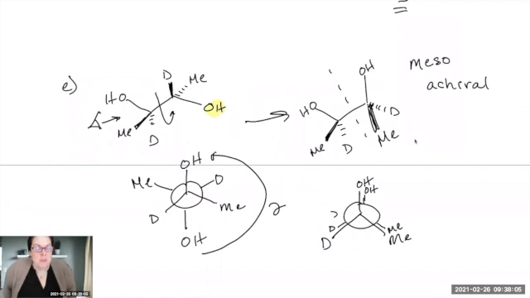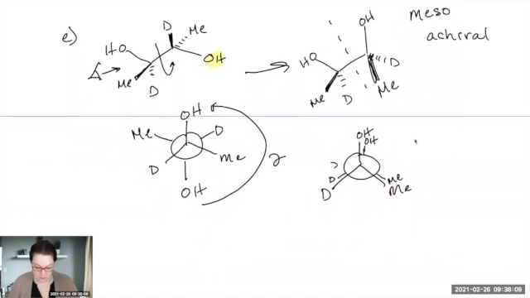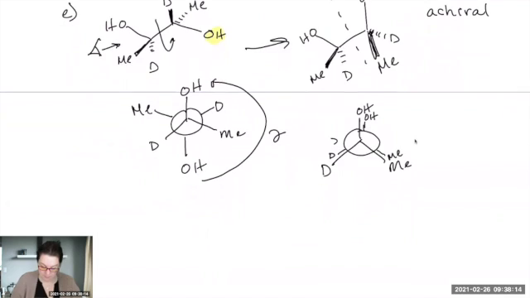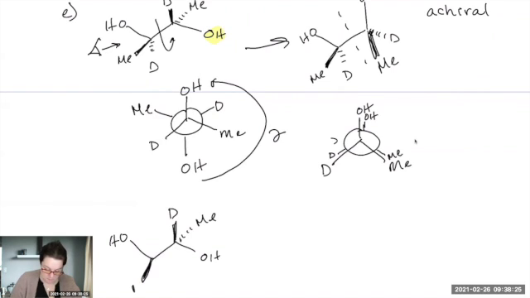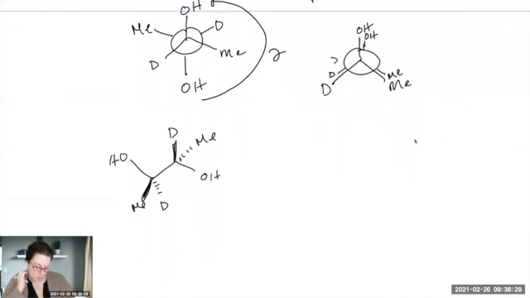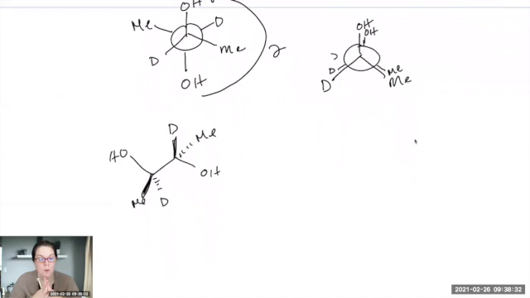So I just want to show you some other tools that you can use to visualize these, bringing back the Newman projections. All right, so let's go ahead and do R and S for this one. So I'm going to redraw hydroxyl, deuterium, methyl, methyl, deuterium. Okay, now we want to be careful about which groups we're going to compare.